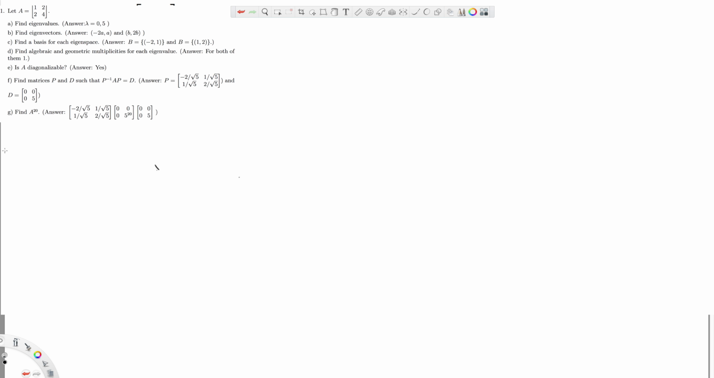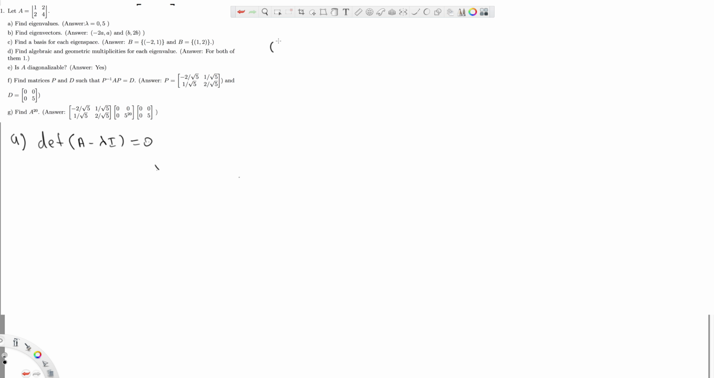So first of all, find eigenvalues. To find eigenvalues, what we have to do is set this equation, determinant of A minus lambda I equal to 0. That's the first thing we have to do. In this case, this is a 2 by 2 matrix, and for a 2 by 2 matrix, lambda is going to be something like this.